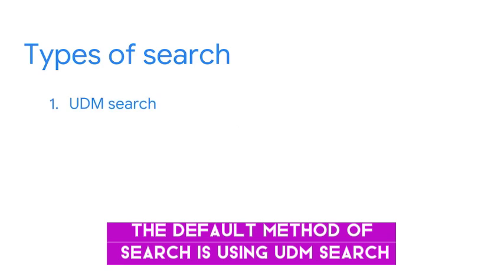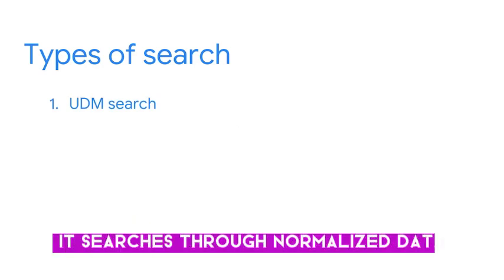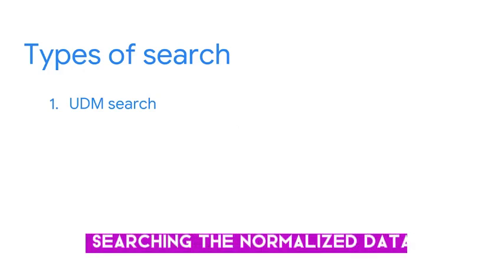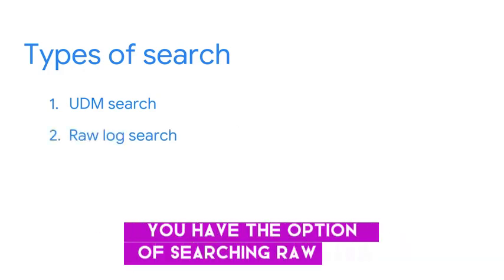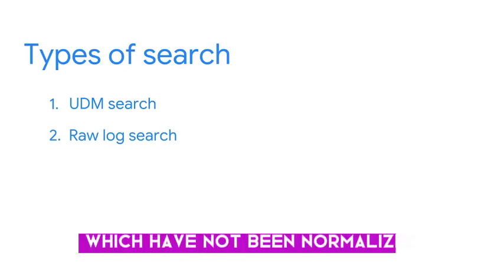Using the search field, you can enter different types of searches. The default method of search is using UDM search, which stands for Unified Data Model. It searches through normalized data. If you can't find the data you're looking for searching the normalized data, you have the option of searching raw logs. Raw log search searches through the logs which have not been normalized.